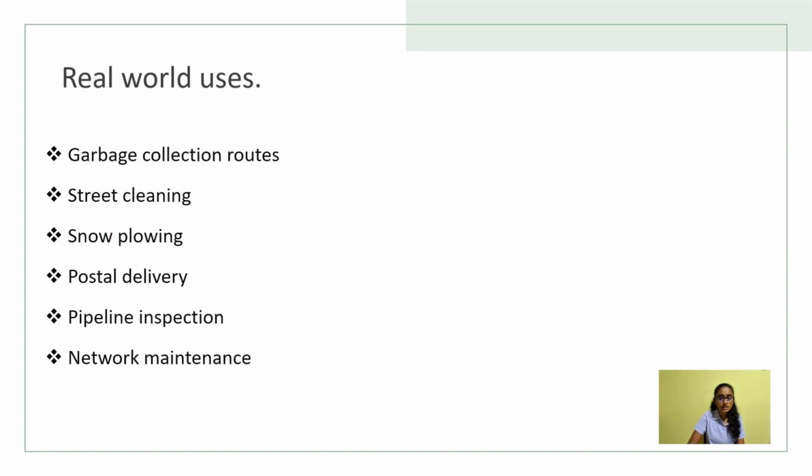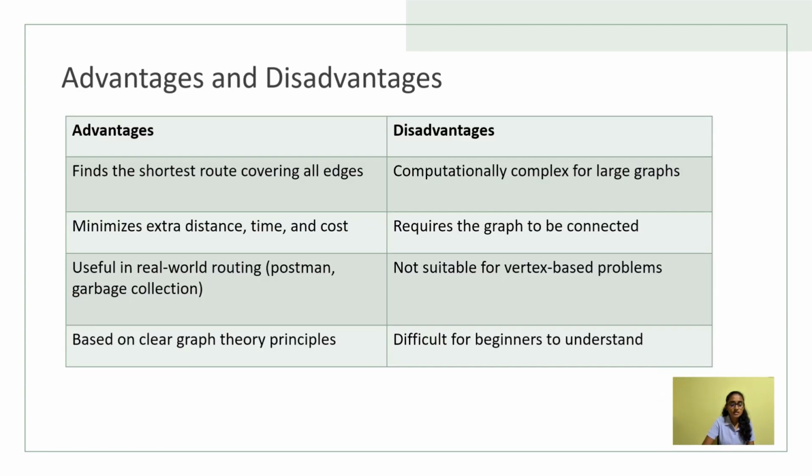Let's move to real life uses of the Chinese Postman Algorithm. First one is garbage collection routes. Next, street cleaning, snow hauling, postal delivery, pipeline inspection and network maintenance. Anyway, we need to cover all paths with minimum cost. This algorithm is useful.